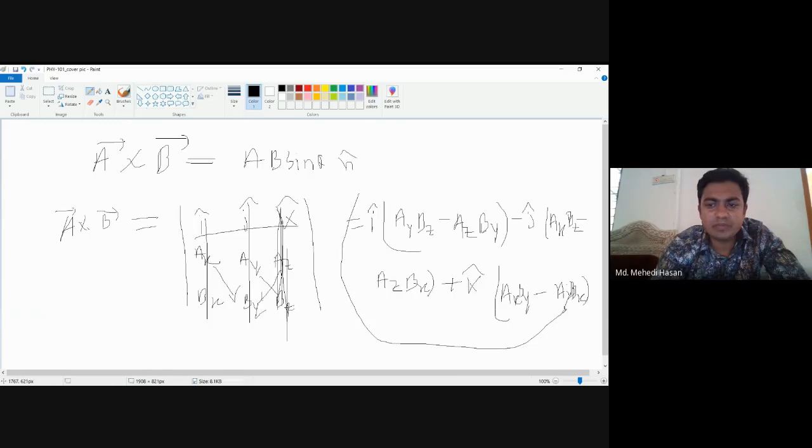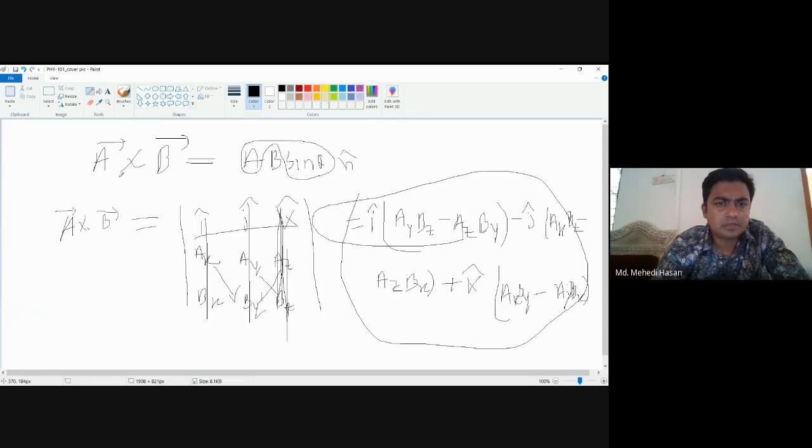So this is the procedure to calculate the cross product of two vectors, A cross B. And this result is also a vector. From this, the parallel component idea comes: from the cross product, A sin theta will be A cross B divided by B. So this is the procedure to calculate the cross product.